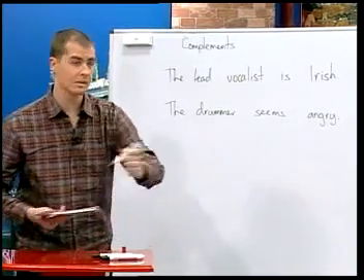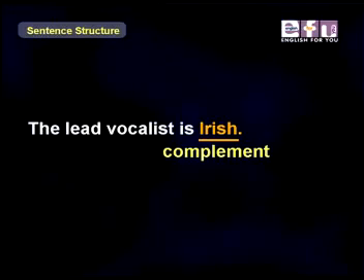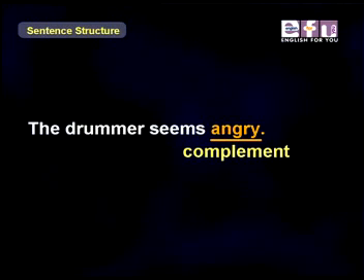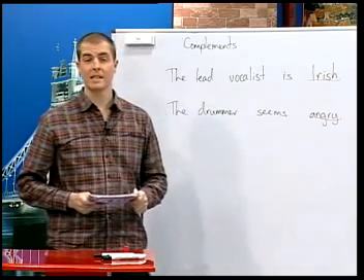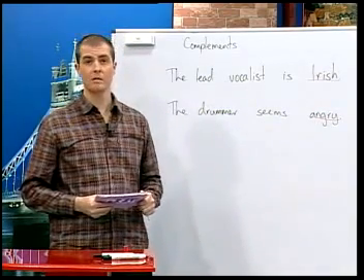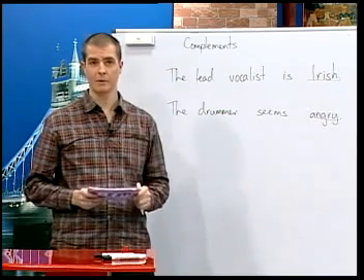In the first sentence, Irish is the complement. It tells us about the lead vocalist. And the second sentence, angry is the complement. It tells us, or it describes, the drummer. You can see that in these sentences a complement can be an adjective. It can also be a noun. Well, let's practice these now.